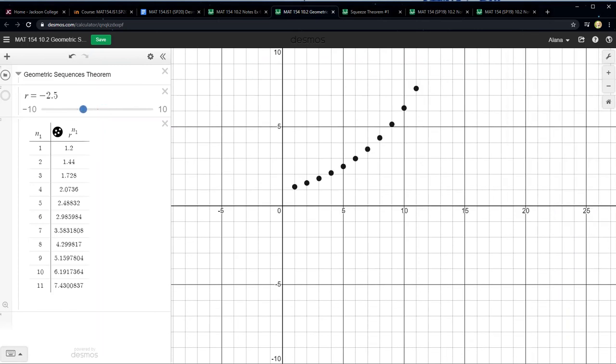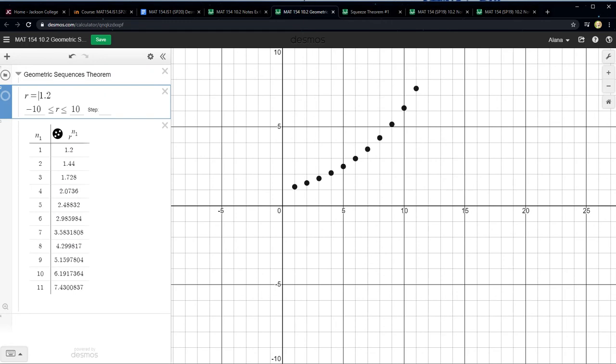What if I let r be -1.2? Let me go this way. I went too far. There you go. You see, it's the same as it was when it was 1.2. It's the same thing, except it's bouncing. Half the dots go below and half the dots go above because the even powers are positive and the odd powers are negative.